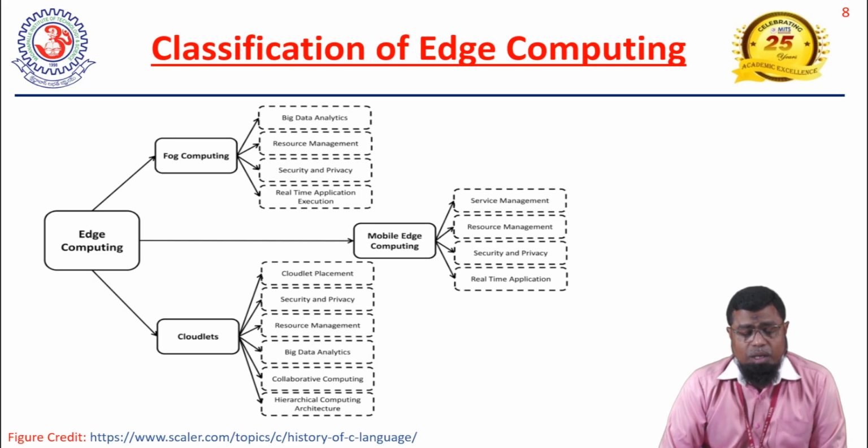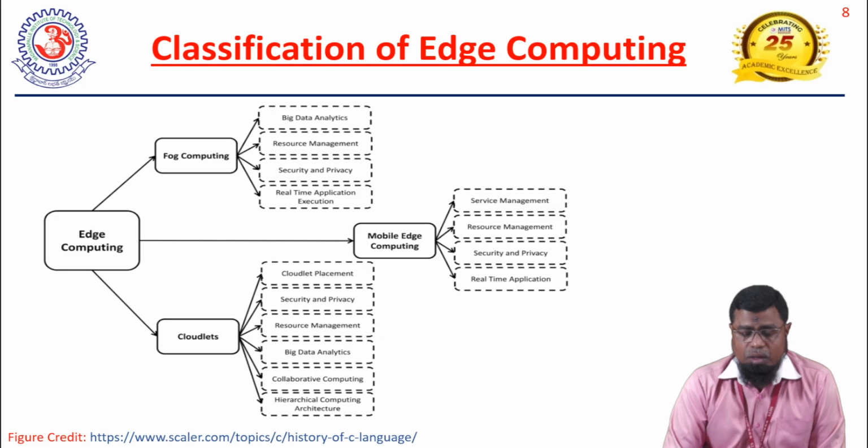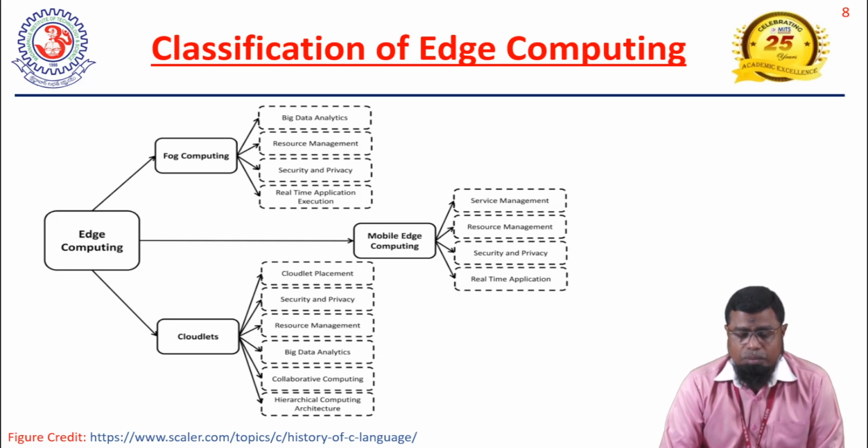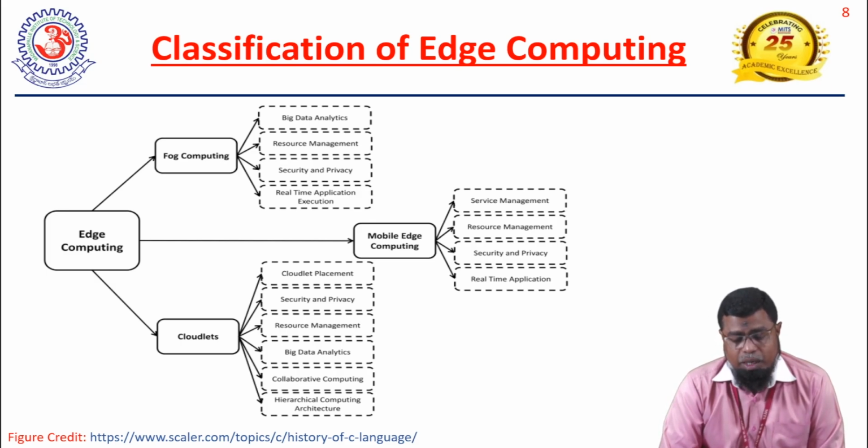Fog computing will deal with certain issues or problems like big data analytics, resource management, security and privacy, real-time applications, etc. Mobile edge computing will take care of service management, resource management, security and privacy, and real-time applications. And cloudlets are related to where to place the cloudlets and how to divide the cloudlets. It will be working on security and privacy, resource management, big data analytics, especially collaborative computing.